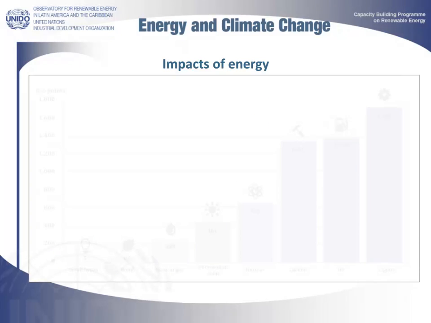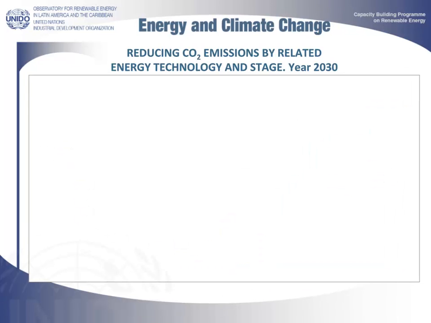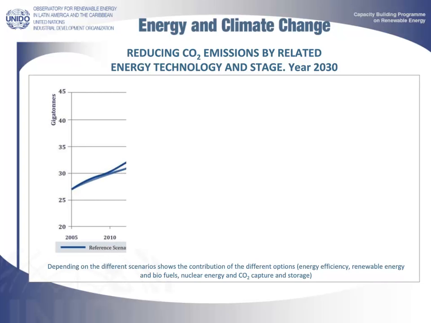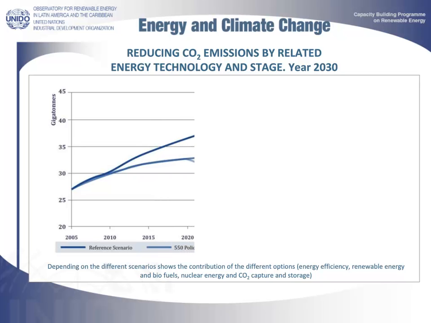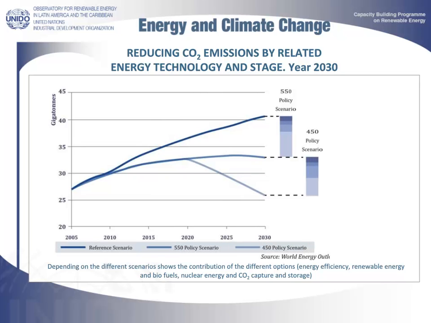Note that, as measured in ecopoints, the energy produced by combustion has the highest values, while the mini hydro plant has the least impact. Here we have a reference scenario that shows the forecast for political conditions without changes in the reduction of emissions, and also 2 alternative scenarios projected for 2030.